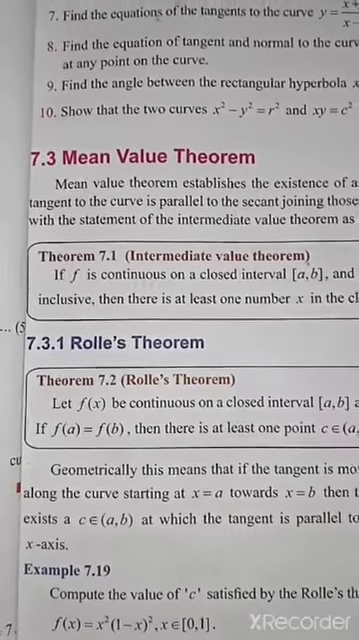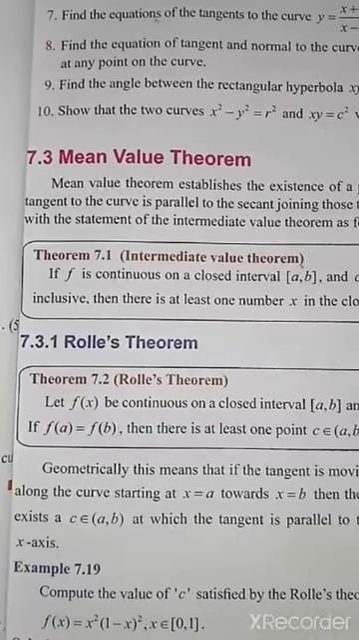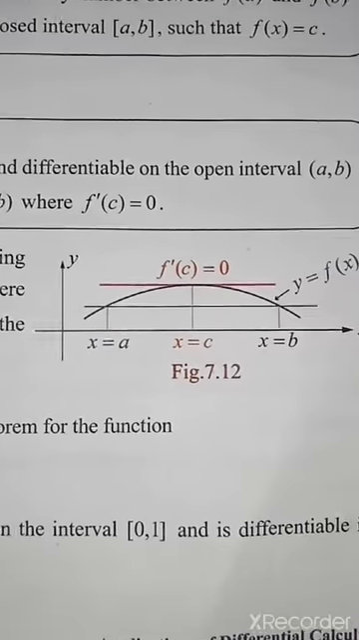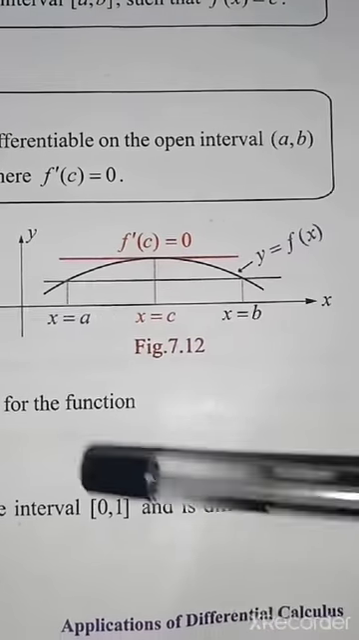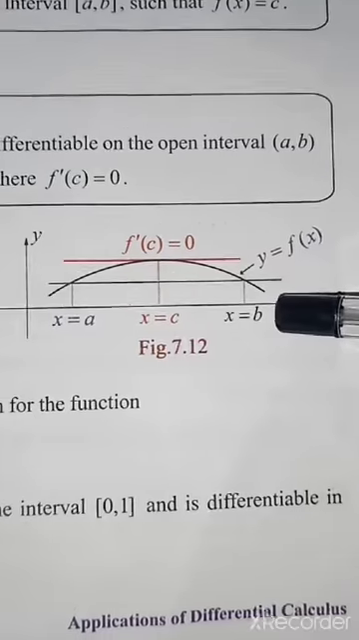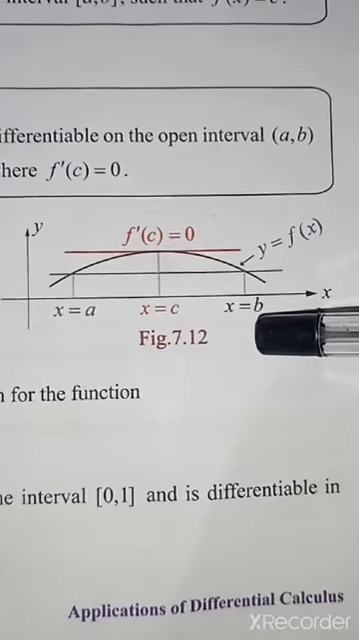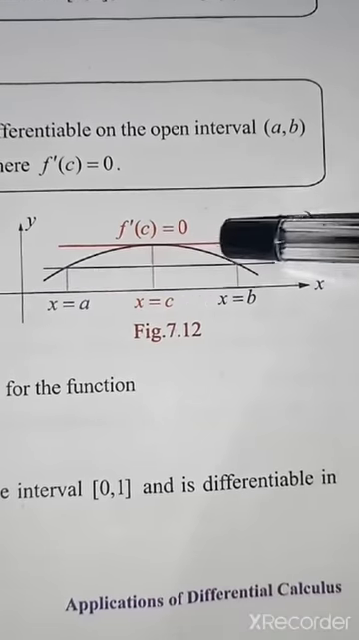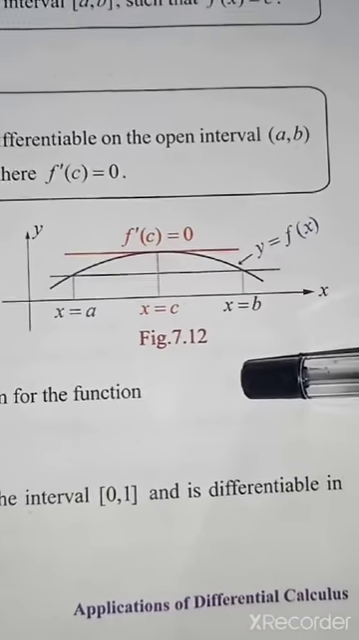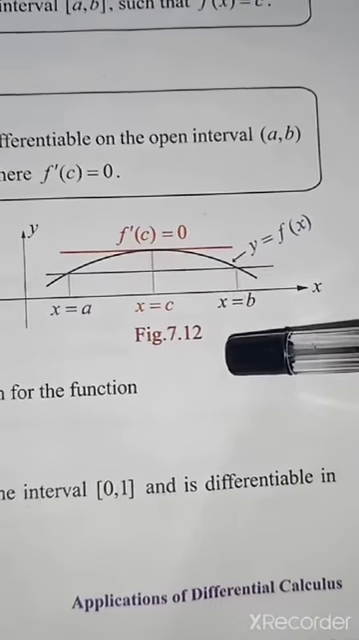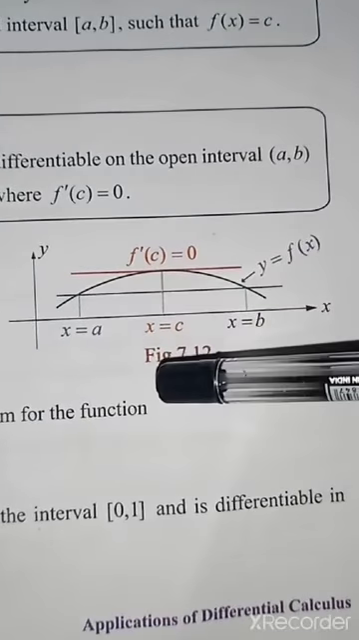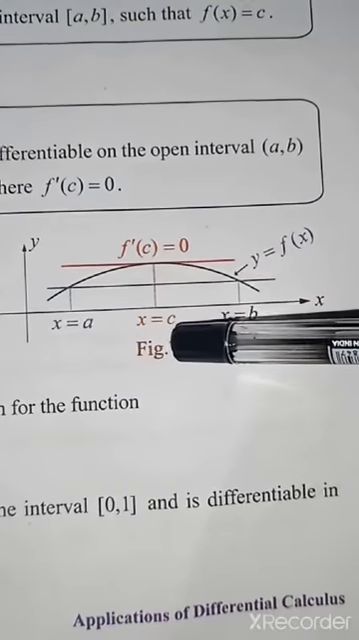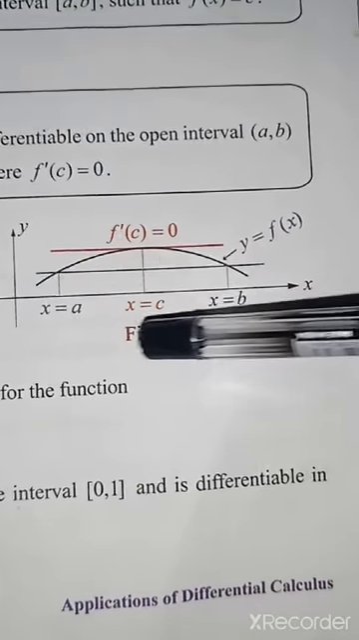Today we are going to see the mean value theorem. So what is the mean value theorem? I'll explain it with a geometrical representation. Here we are taking one curve and two points, x equal to a and x equal to b, and we are taking one tangent line here. Now using this mean value theorem, we are taking a point in between these two points.